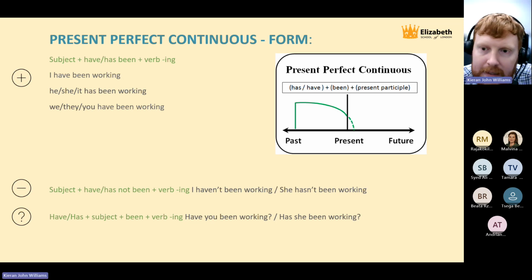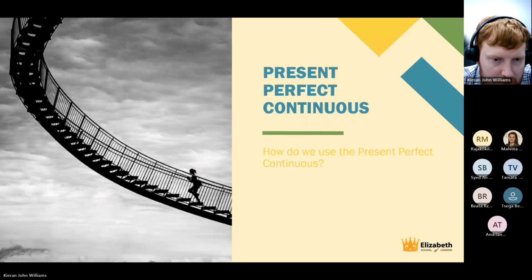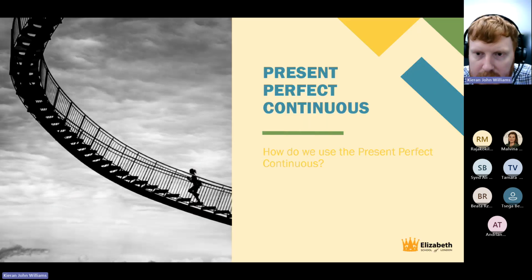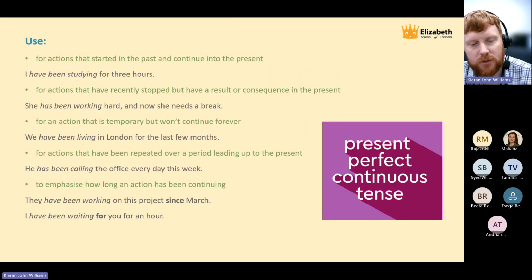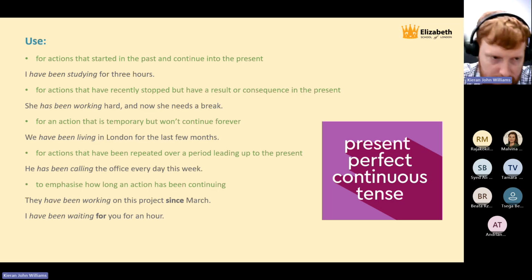Okay. So that is how we make it. So it's quite complex: have or has been plus ing. So in what situations do we use it? Okay. So similar to the other one, for something that started in the past and continues now. Okay. I have been studying for 3 hours. So it started 3 hours ago and it continues now.